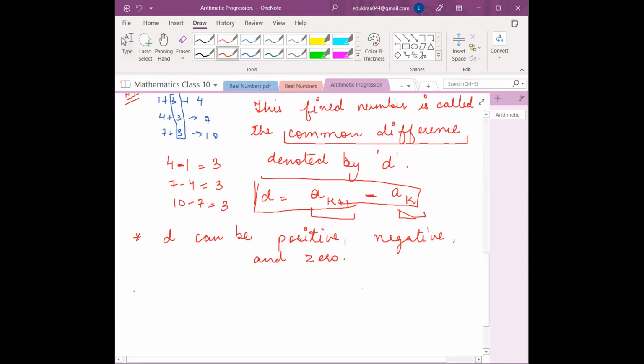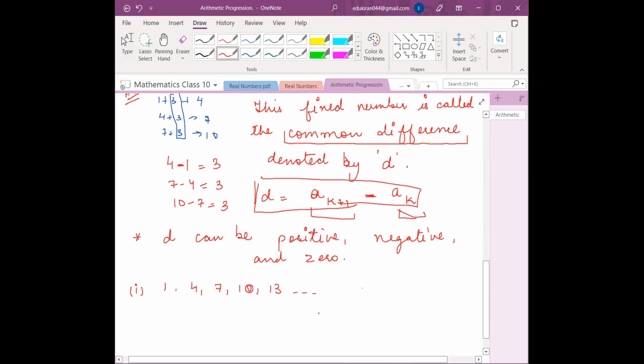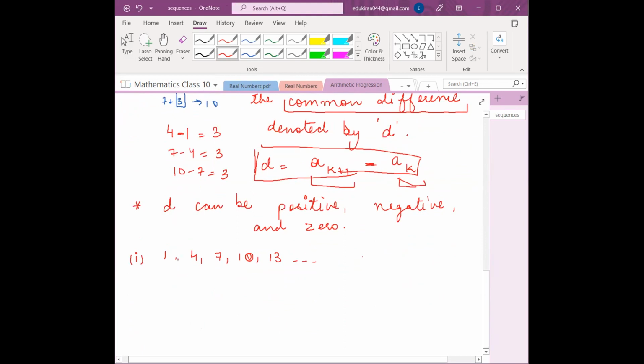Yes, ma'am. Okay. Now consider this first, the series which I already gave you: 1, 4, 7, 10, 13. I'm saying they are already an AP. What is the common difference here? How will you calculate D? You take any term. Let's take A3 minus A2. You can take any two terms. A3 minus A2 will be 7 minus 4, which is 3. So in this AP, you have a positive common difference.